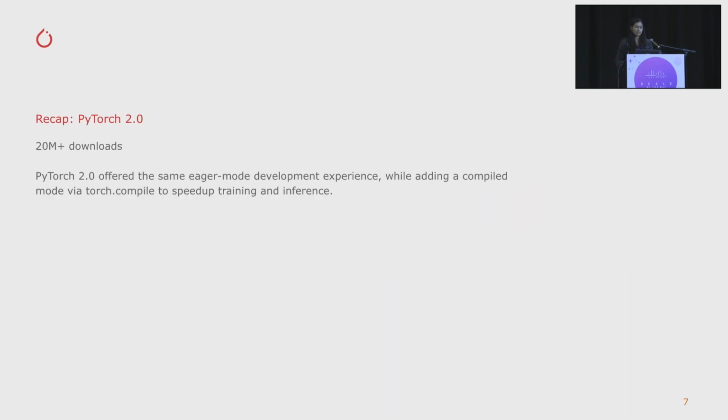So let's recap a little bit to the last version of PyTorch. PyTorch 2.0 was released earlier this year. It saw over 20 million downloads across different platforms. So yes, it was a pretty significant release for us. It also added a bunch of new features, most notable of which is Torch Compile, which significantly sped up training and inference of a large variety of models while offering the same eager mode development experience.